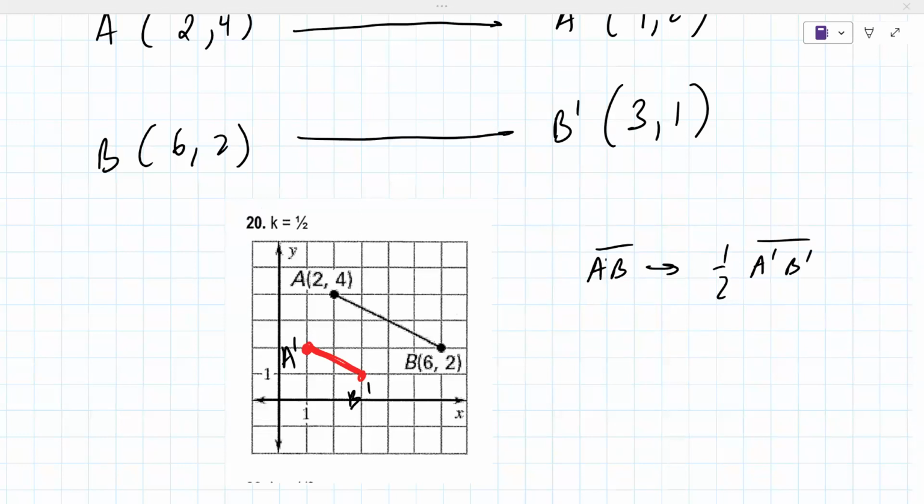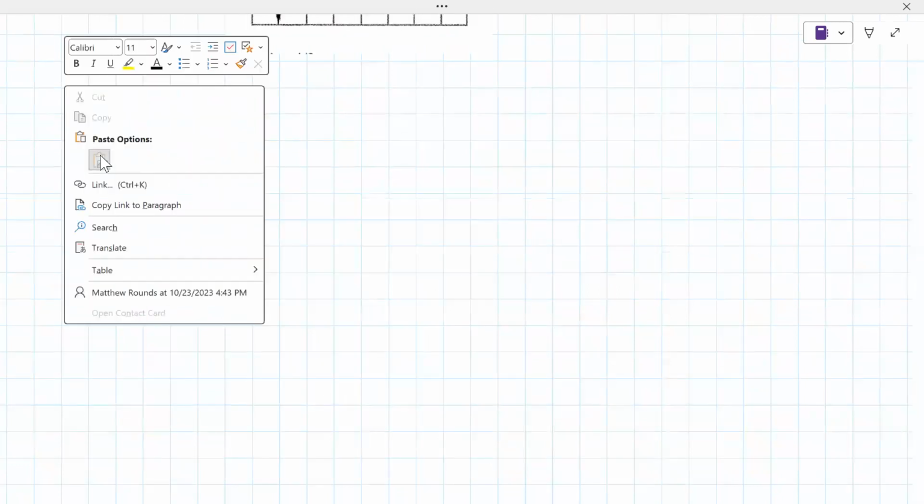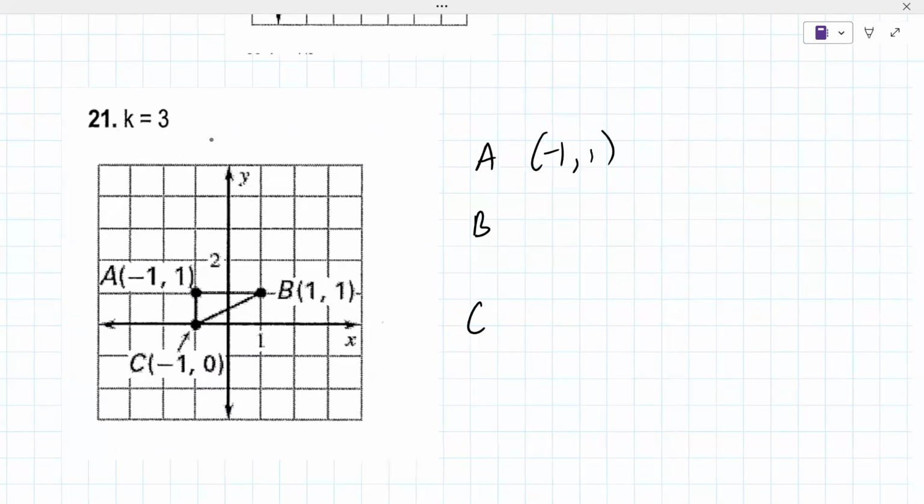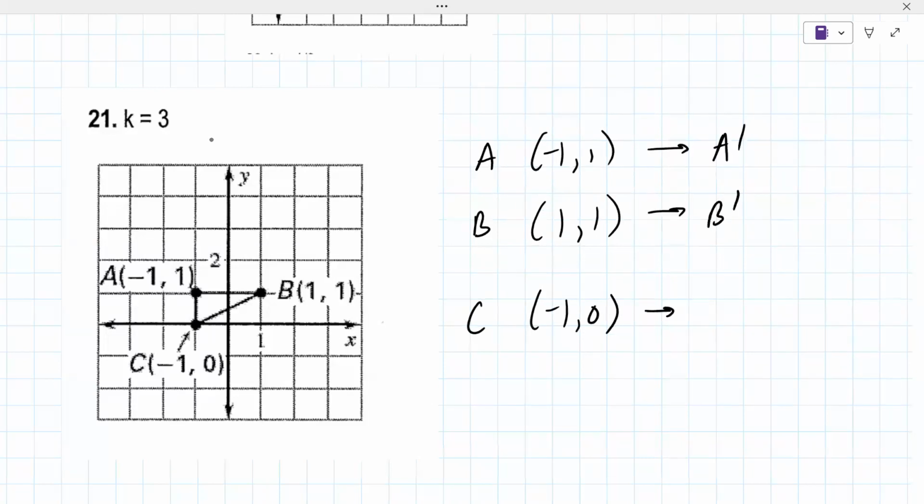So here is another type of problem you'll see where they give you a graph and they give you a k value. And what I would recommend doing here is making a little table. Your original points, -1, 1, 1, 1, minus 1, 0, and then figuring out your transformed points. So you multiply that k value by your x and your y each time. Right.